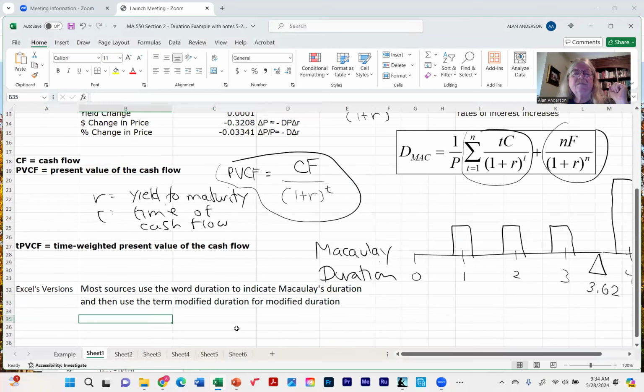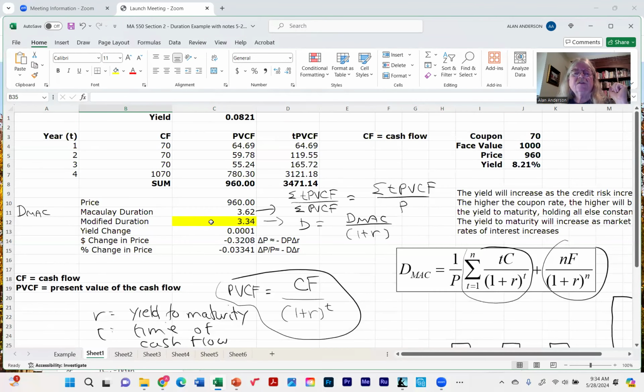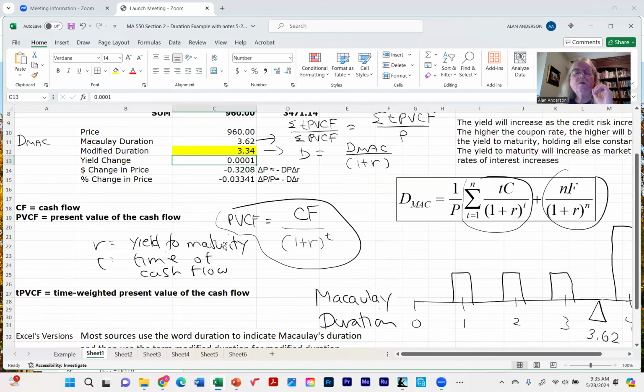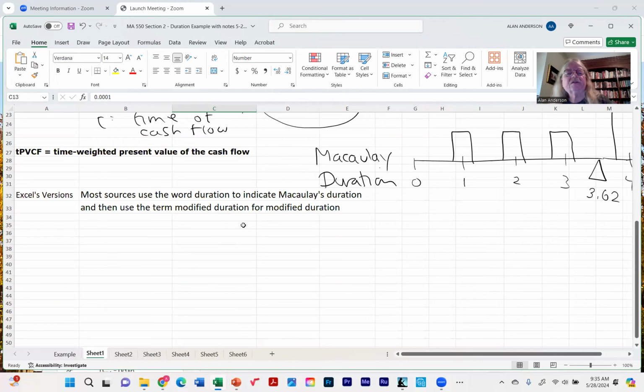Okay. So anyway, what I've done here, just as an example to show you how this works, is I said, listen, why don't we try this? If you change the yield by 0.01%, now, by the way, we need to review this very quickly.